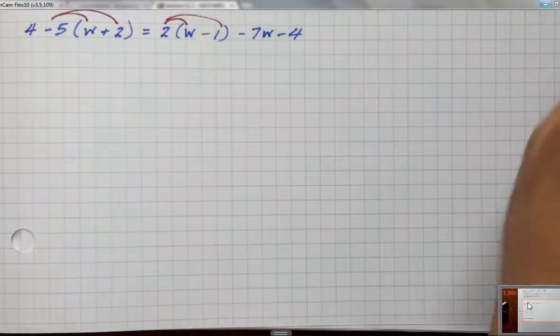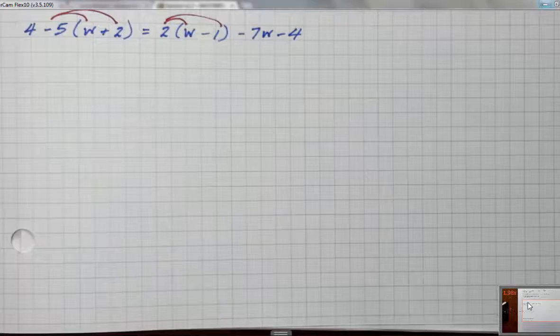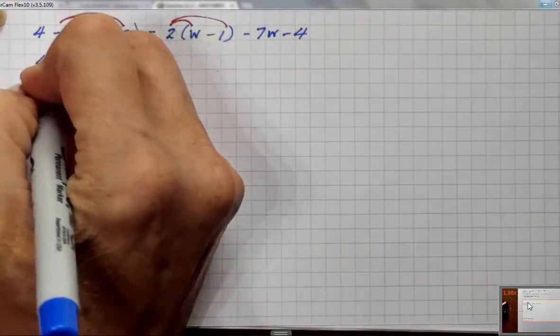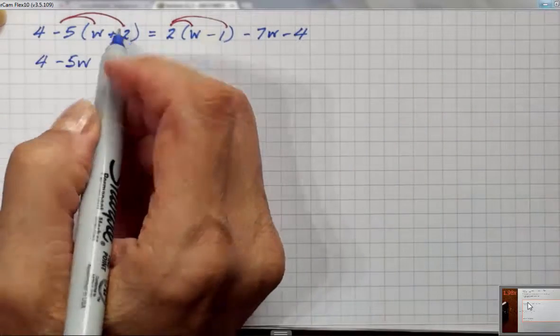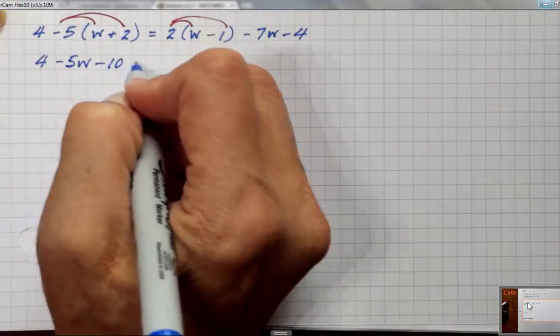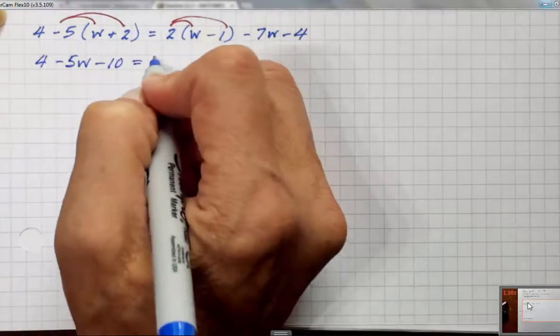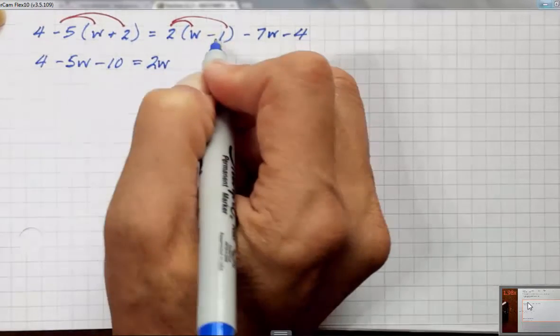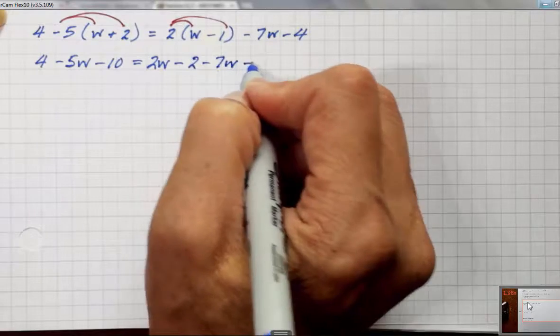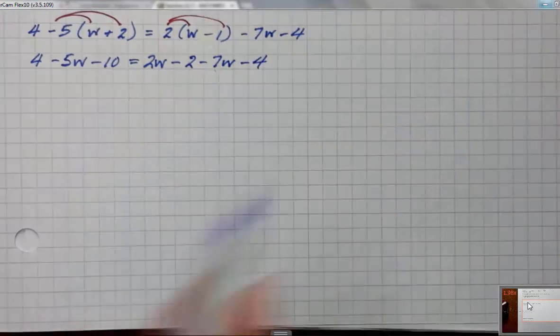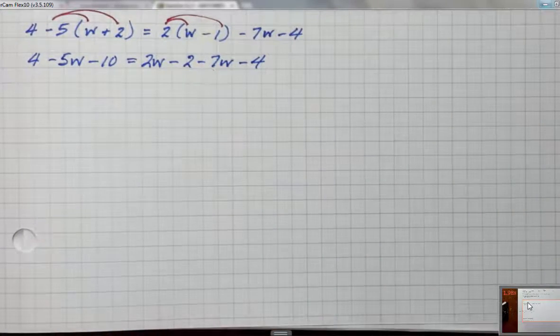So going ahead and using that distributive property, I end up getting 4 minus 5w, and then negative 5 times a positive 2 gives me negative 10, equals 2w, and then 2 times negative 1 gives me a negative 2, minus 7w, minus 4.